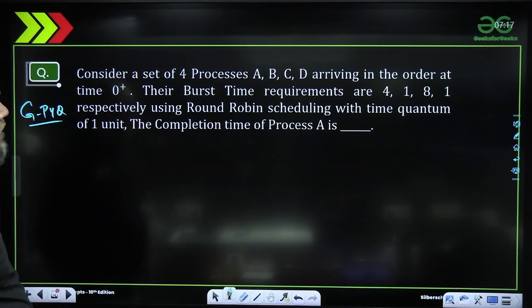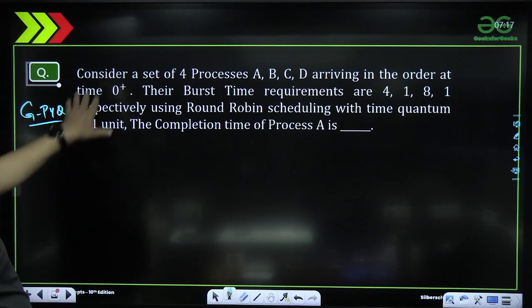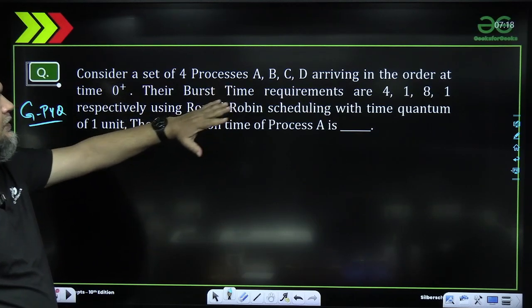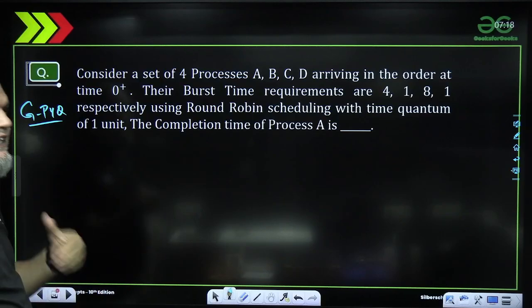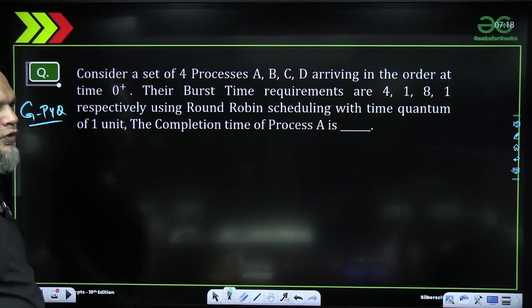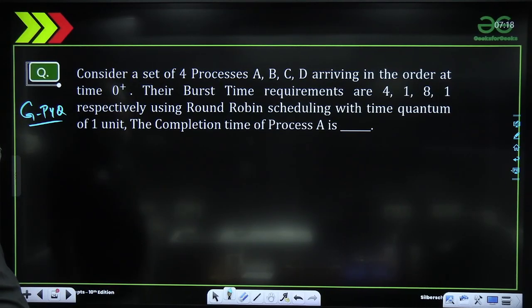It's based on round robin. It's a very simple question. Consider a set of 4 processes, namely A, B, C, D, arriving in the order at time 0 plus. Now what does 0 plus mean? Just immediately after 0, just when you start the time after 0. The burst time requirements of the processes are 4, 1, 8, 1 respectively. Using round robin scheduling with time quantum of 1 unit, what is the completion time of process A?